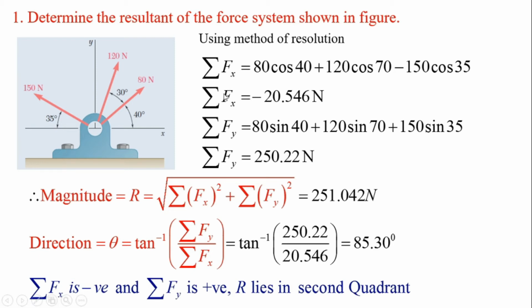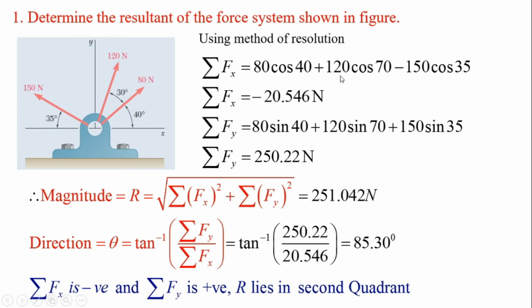Now, first step, summation Fx is equal to, now we have to resolve all these forces along the x axis into their x components. So, starting with the 80 Newton force, x component of this force, we know Fx is equal to F cos theta. So, here 80 cos 40, 40 is the angle made by the 80 Newton force with the x axis. The force is acting in the first quadrant, away from this point, so components will also act away from the point. So x is acting to the right, positive sign, positive x axis.